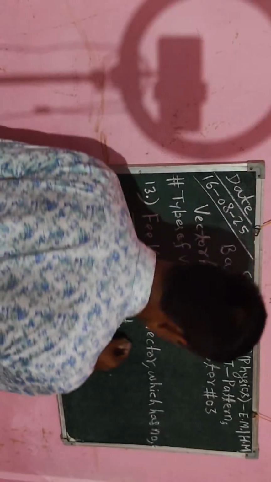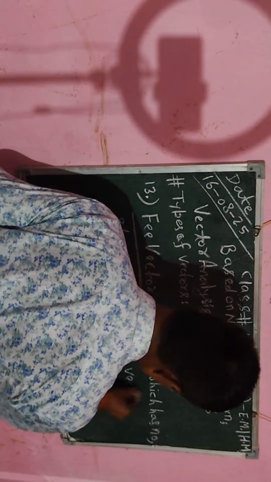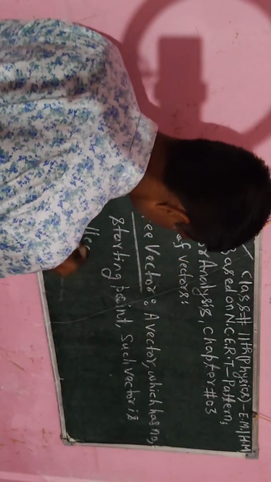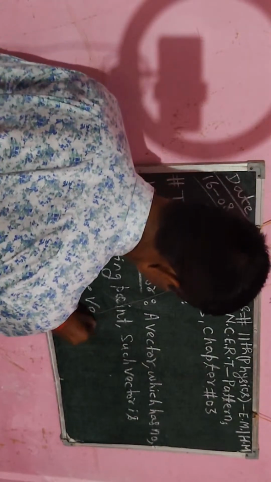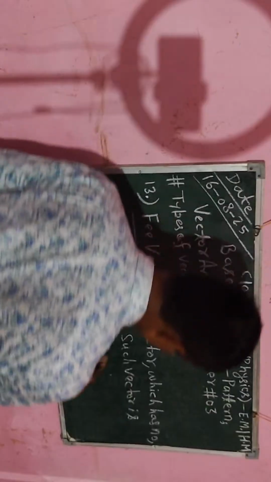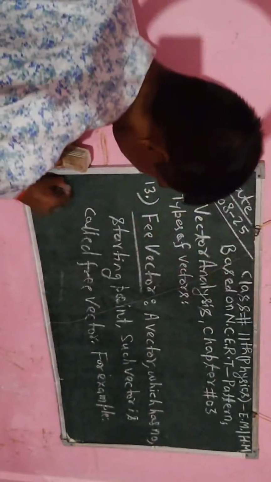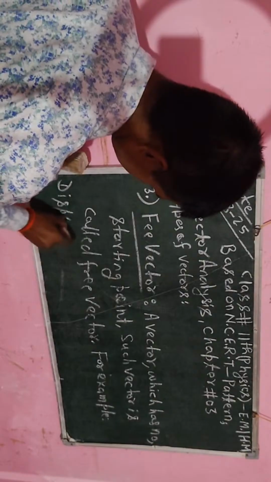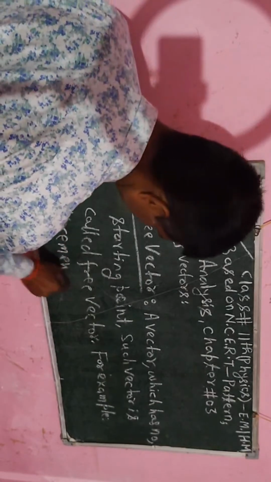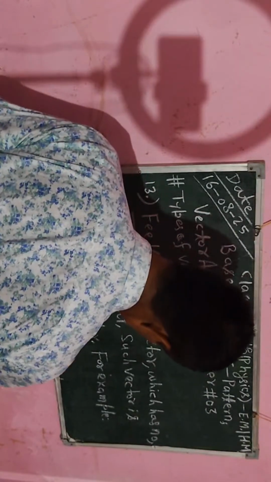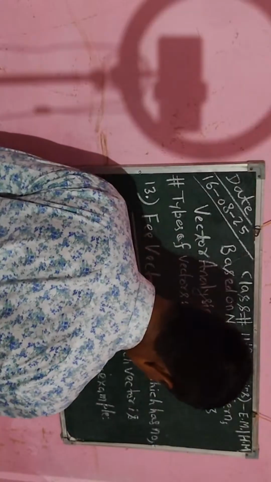Such a vector is called a free vector. For example, I can write here examples of free vector: displacement, velocity, and force, etc.